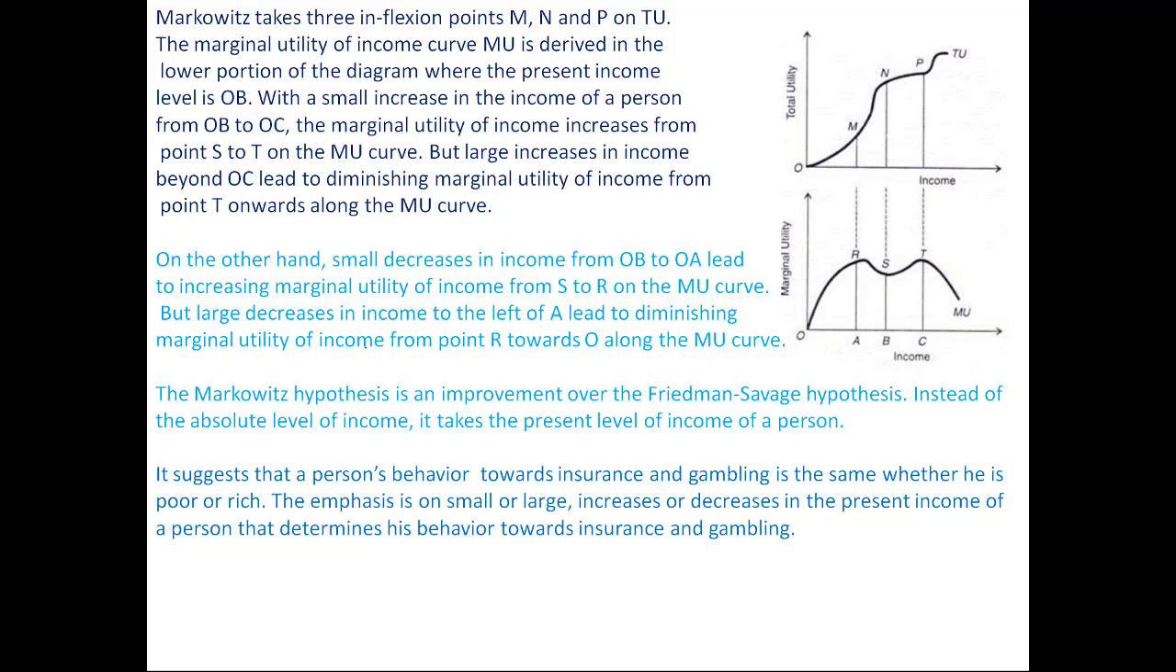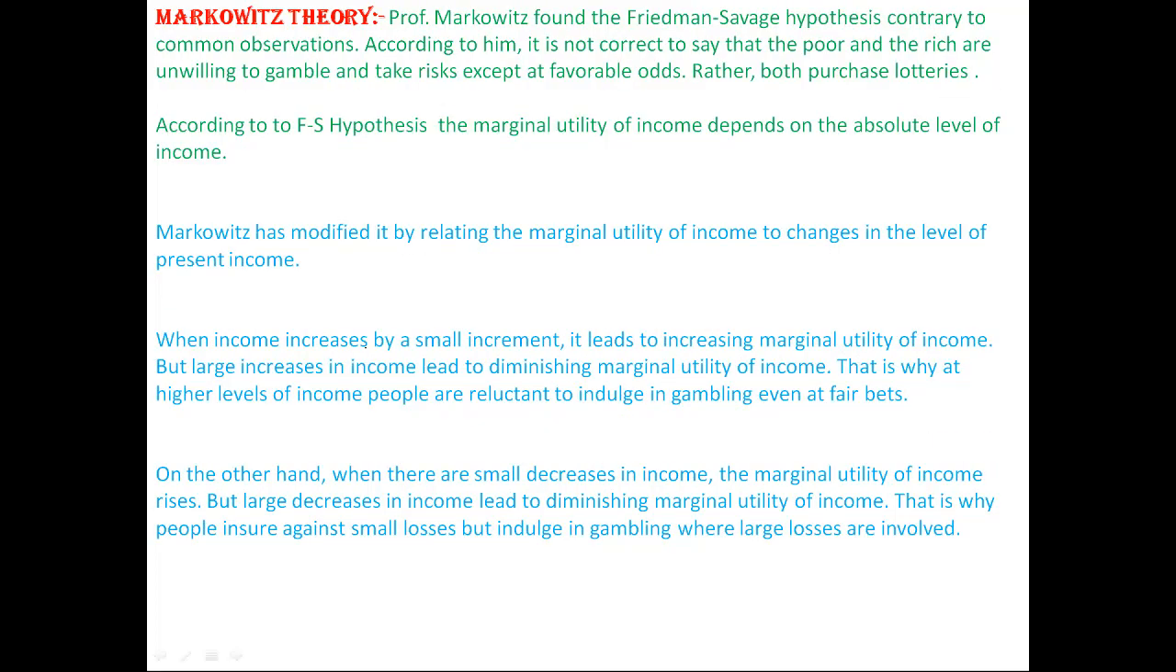Markowitz theory. Professor Markowitz found that the Friedman-Savage hypothesis is contrary to common observation. According to him, it is correct to say that the poor and rich are unwilling to gamble and take risks except at favorable odds. They said that the poor will be unwilling to gamble, okay, and the rich will be unwilling to gamble with favorable odds.